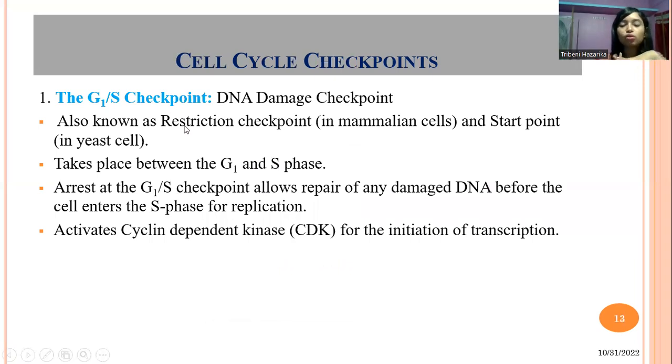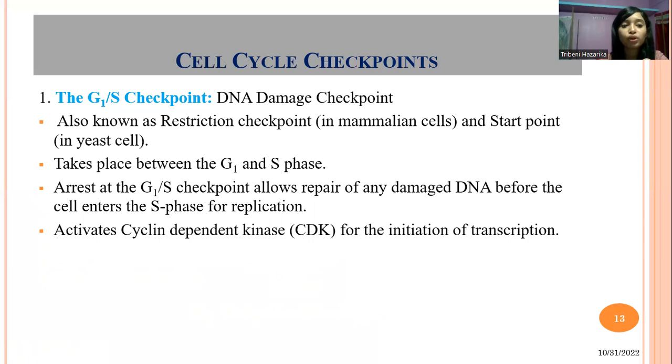The G1 checkpoint is also known as the DNA damage checkpoint. Why it is also called the DNA damage checkpoint, I will tell later. First of all, I would like to say that in mammalian cells, the G1 checkpoint is also known as the restriction point, and in yeast cells, it is known as the start point. And now the question is, why is this G1 checkpoint also called the restriction point? Because this is the time when the cell gets committed to completing the cell cycle. So for this reason, the G1 checkpoint is also called the restriction point.